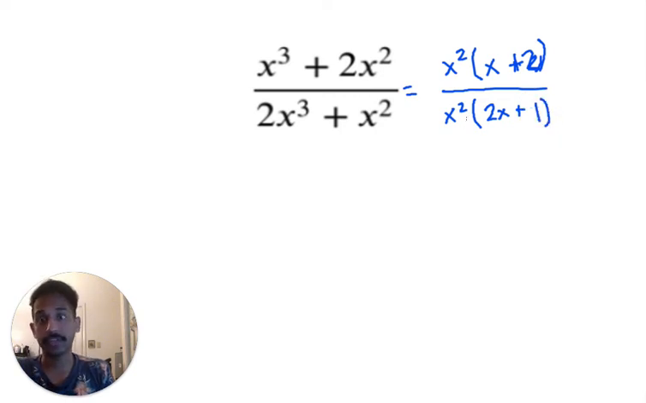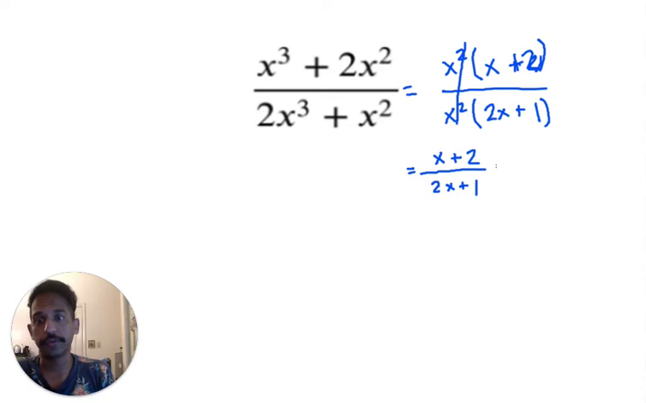Now, one of the answer options was this, and it is true, that is a simplified form, but it is not a fully simplified form. The next thing I see is that both of these terms have x squared in them, the numerator and the denominator. And since they're multiplying here, x squared times this and x squared times this, these will divide out and leave 1. So here we get x plus 2. And in the denominator, what's left is 2x plus 1.